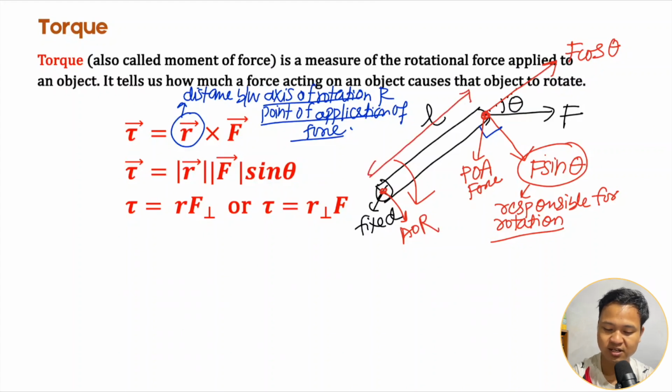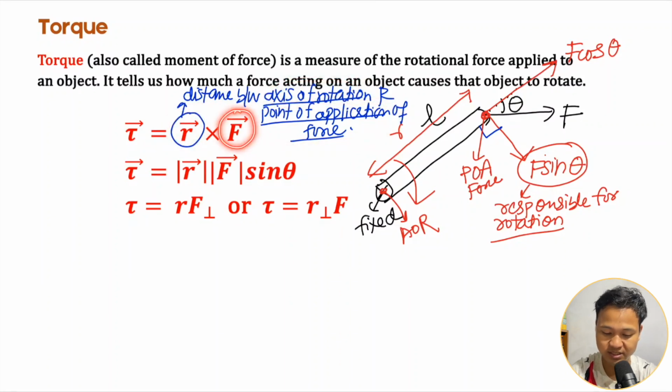The distance between them is R. So here R is basically L. So when we talk about R cross F, R is the distance between the axis of rotation and where you apply the force. Okay, that is the R.